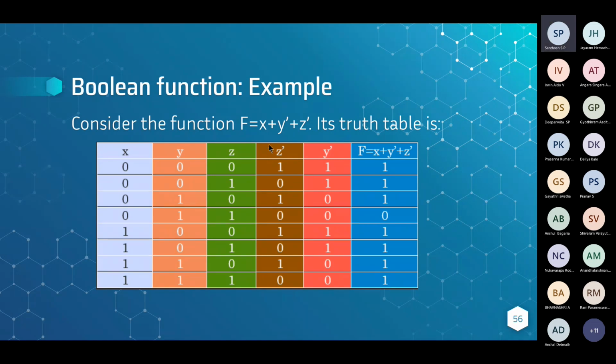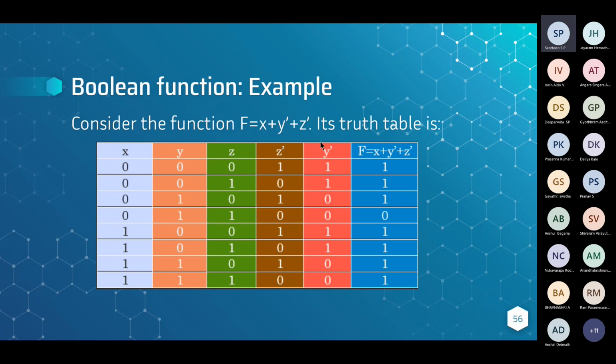So the z dash column is basically the inverse of the z column. Therefore, all the entries in the z column are inverted. So the z column has 0, 1, 0, 1. So the z dash column has 1, 0, 1, 0. So everything is basically inverted, and you can write it like that.